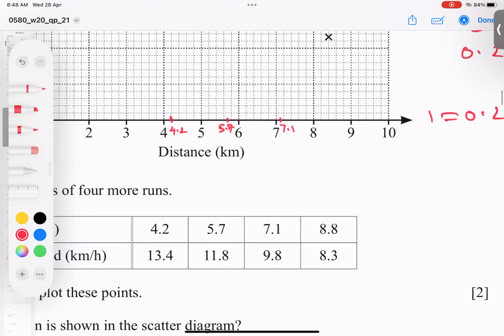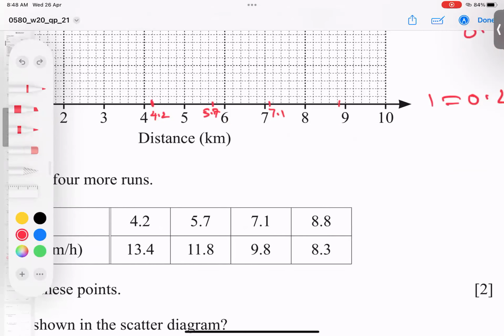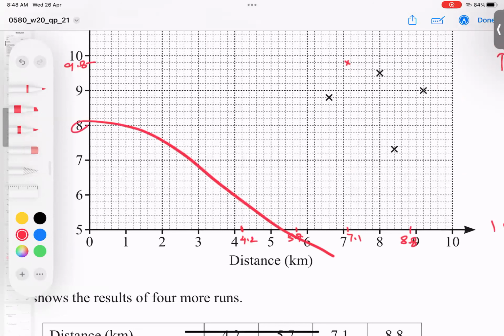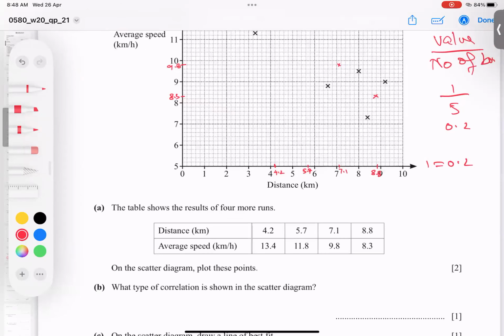Last part, 8.8. Where's 8.8? 8.8 is here. And 8.3: 8.2, 8.4, so 8.3 comes in the middle. Let me check. So I think this point is right. Alhamdulillah, 2 marks for this plotting. So we have done it.